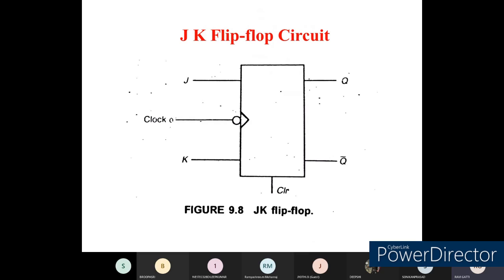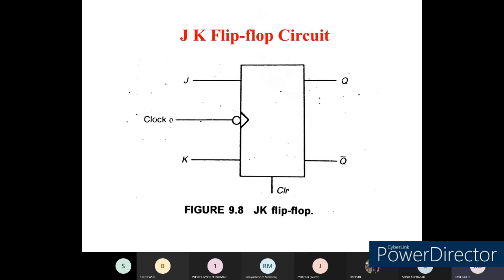Generally this JK flip-flop will have 2 input signals, mainly J and K. In order to stabilize the JK flip-flop, we are going to use a clock. The clock that we are going to represent in this diagram is a negative clock triggering pulse.